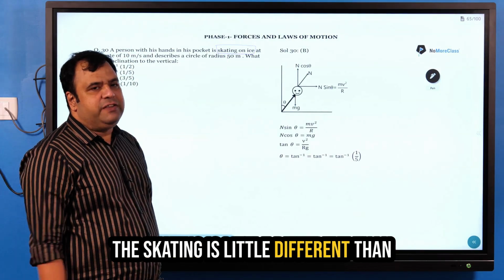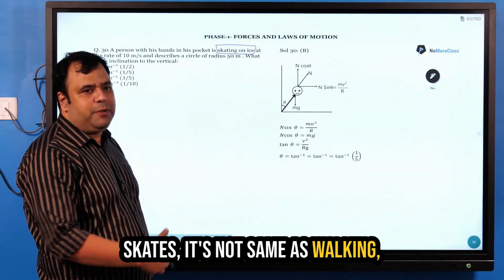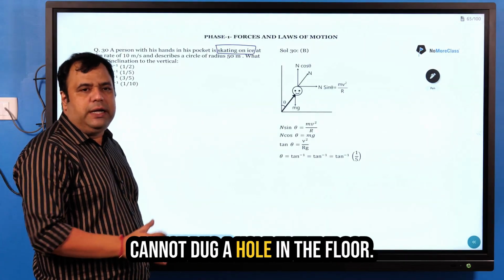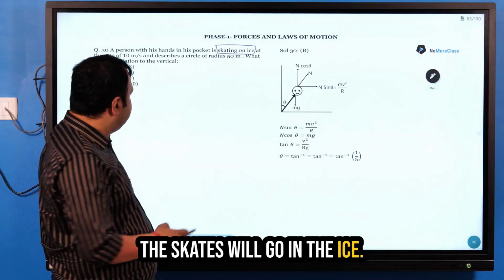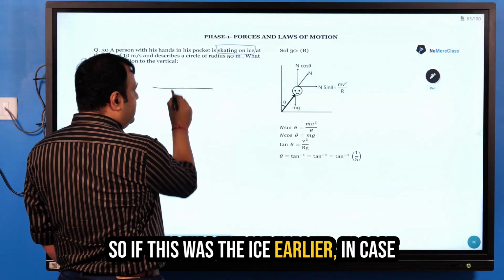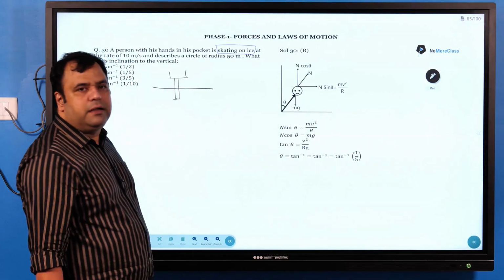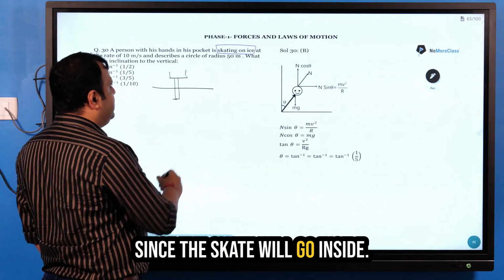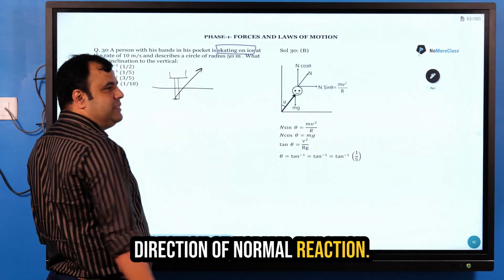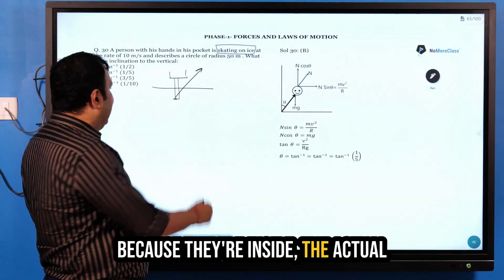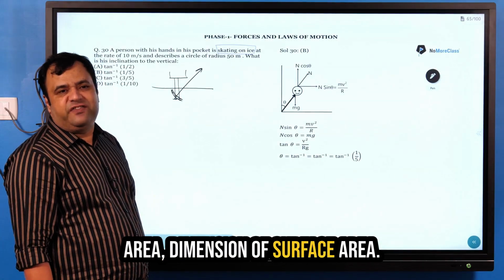Skating is very different from walking. When you're using skates, it's not the same as walking, because when we are walking, we cannot dig a hole in the floor. But when you're skating, the skates will go into the ice. So if this was the ice earlier, in case of skating, skates will go inside. Since the skate will go inside, they will be able to shift the direction of normal reaction. The actual contact will be happening like this. They'll be changing the dimension of the surface area.